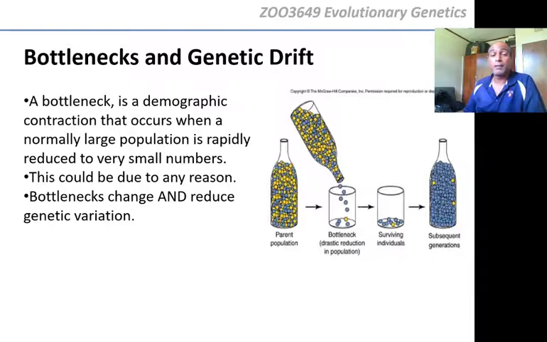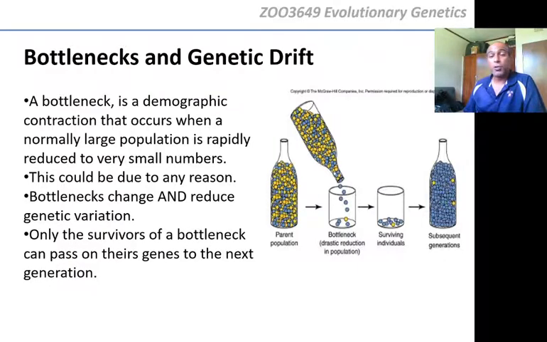So bottlenecks both change the variation and reduce the variation. Whatever is lucky enough to come through the bottleneck, only the survivors of the bottleneck, that's these few guys here, only they are going to give their genes to the next generation.